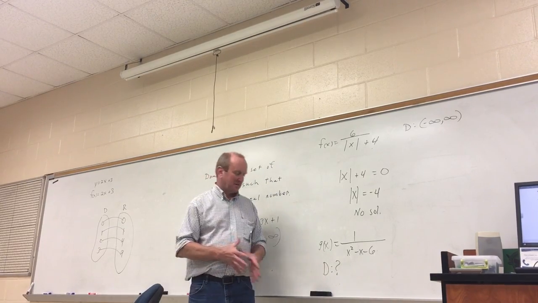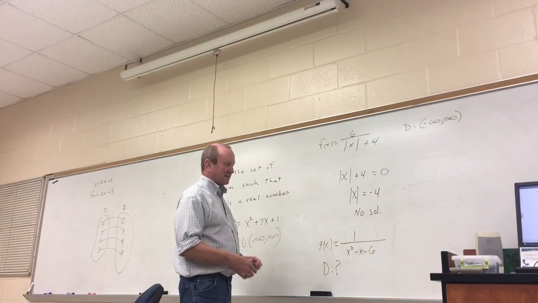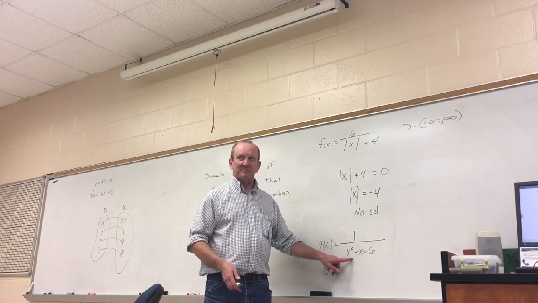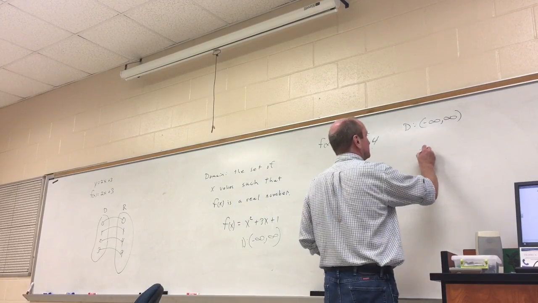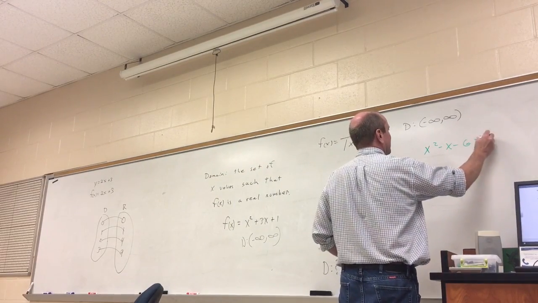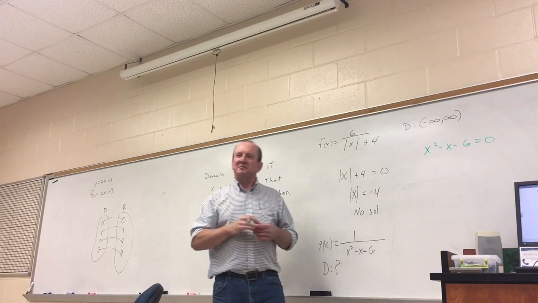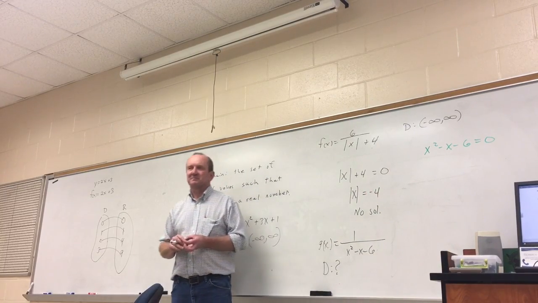So how are you going to figure out what values of x will make this 0 at the bottom? We just set that equal to 0. Now we have a reason to do it. Set it equal to 0 and just solve it. x squared minus x minus 6.